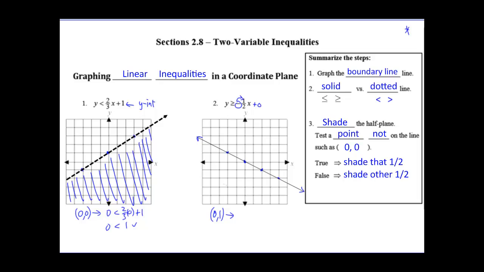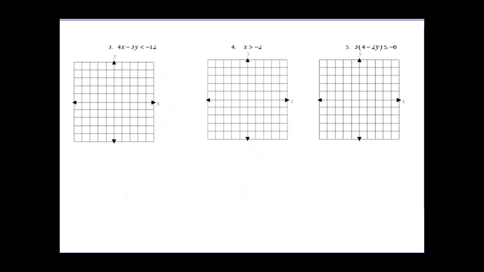We check 0, 1, the y is now 1, greater than or equal to negative 1/2 times 0 plus 0. Is 1 greater than or equal to 0? Yes, so that checks off, so we're going to shade above. Number 3, notice it's in standard form. Well, you can solve for y, or you can hopefully plug in and get the x and y intercepts.